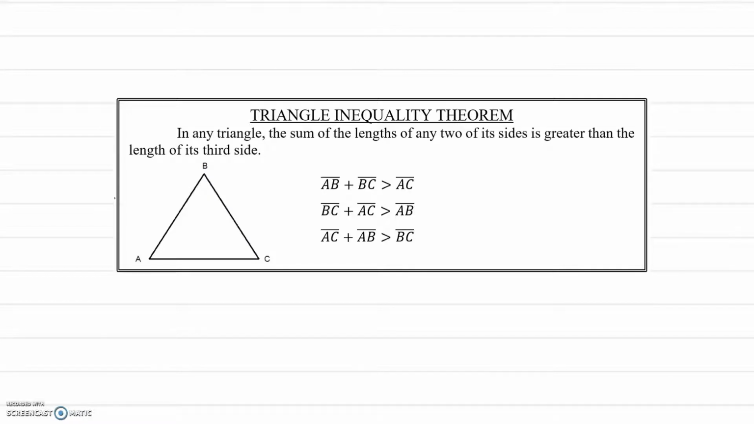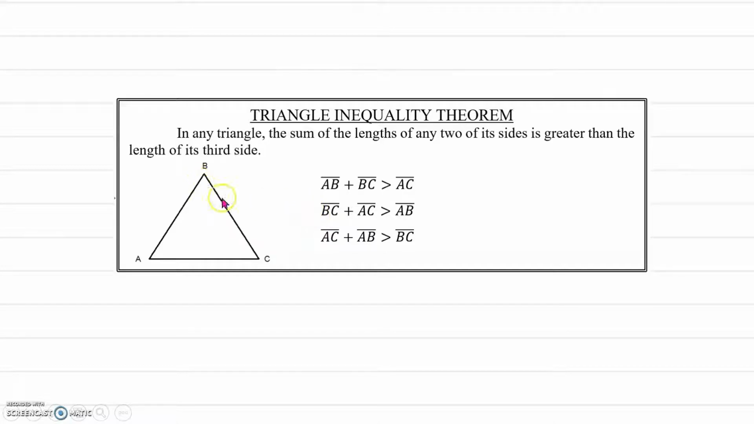So the triangle inequality theorem states that in any triangle, the sum of the lengths of any two of its sides is greater than the length of the third side. We have here triangle ABC, so that means the measure of side AB plus the measure of side BC should be greater than the measure of side AC.